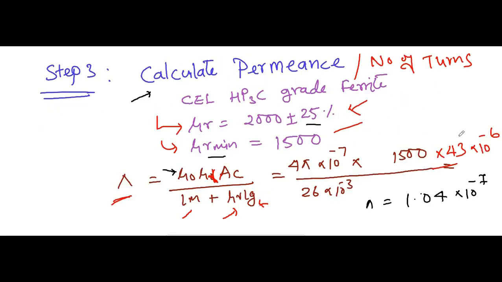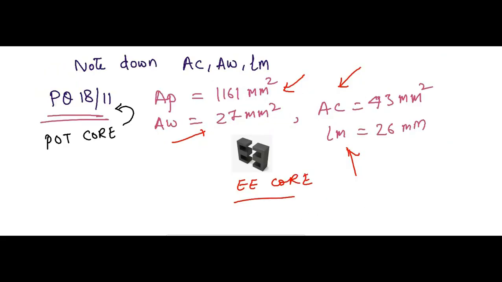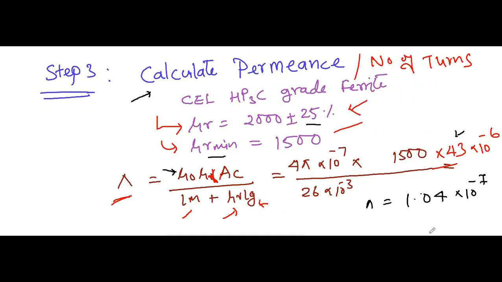So if you convert mm into meter, it is going to be 43 into 10 to the power minus 6. Now divide by Lm. Lm is nothing but the magnetic mean path length, which we noted down is 26 mm, 26 into 10 to the power minus 3, plus you can add the relative permeability, 1500, multiplied by the Lg. Let's say you have selected the core wherein the air gap of the core is 0.5.